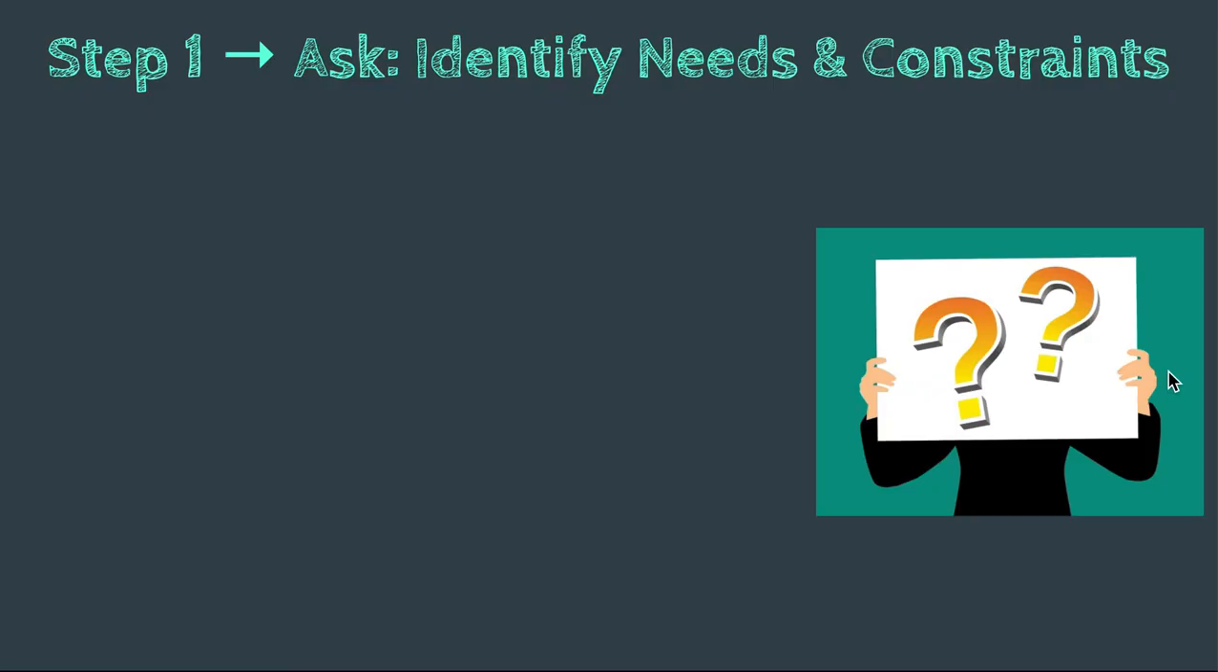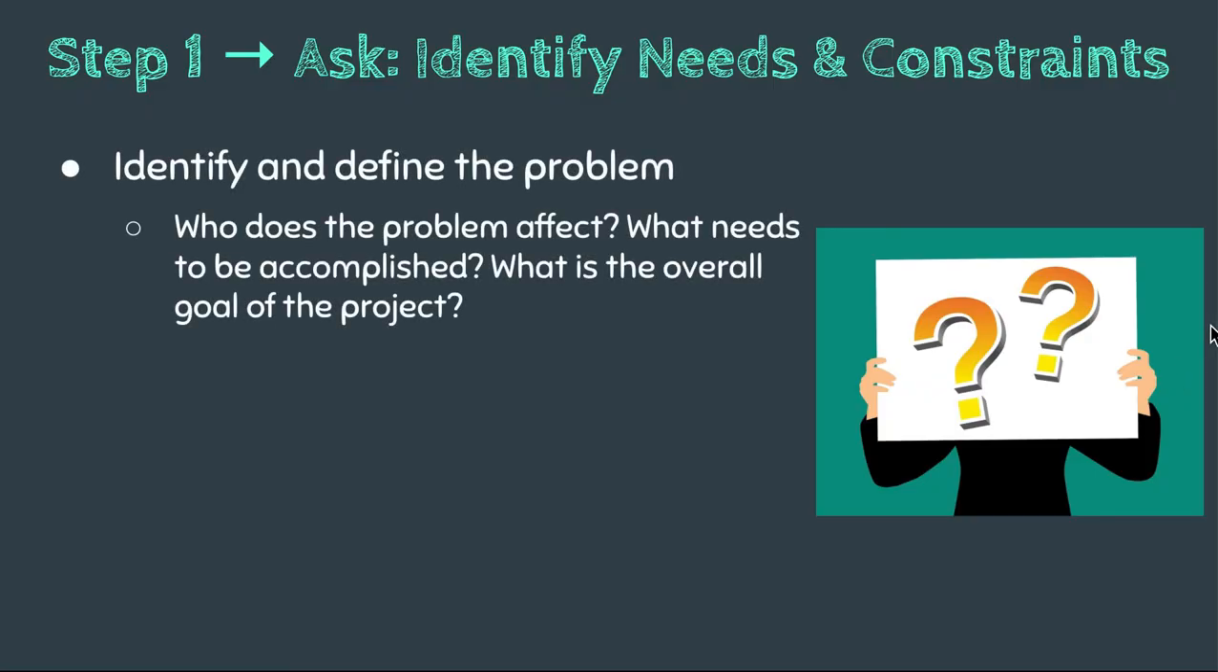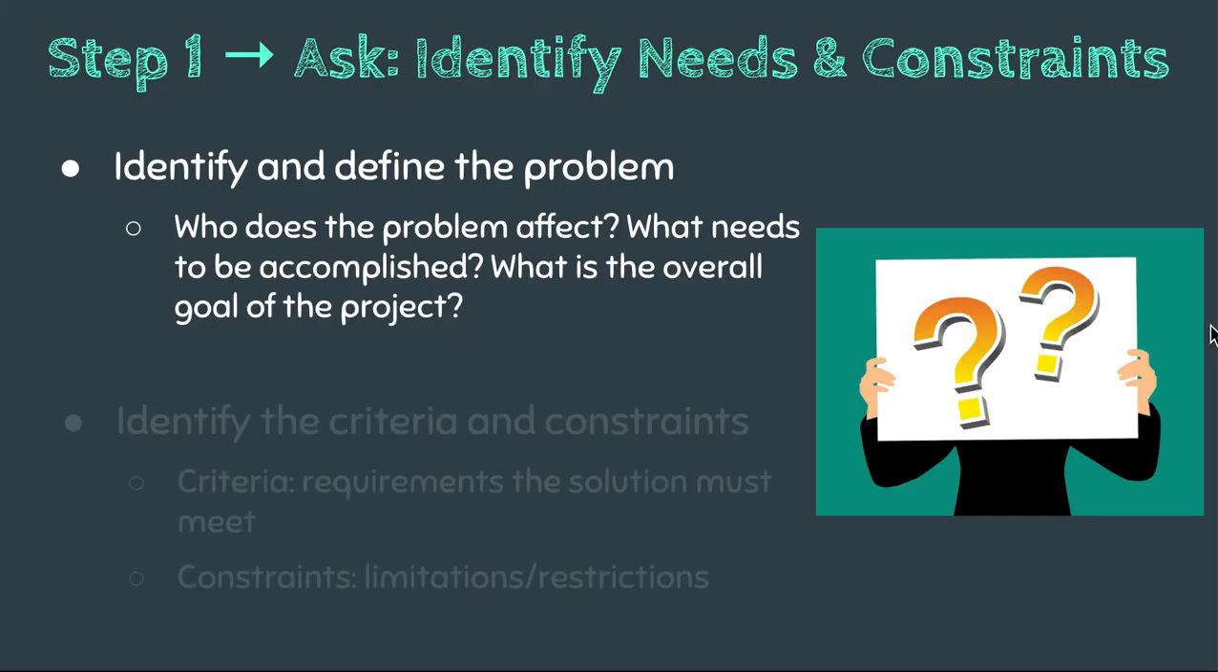So step 1 is ask, identify the needs and constraints. This is the first step because it helps you identify and define the problem. In this class, I'll be the one giving you a problem to solve, but if you go out into the workforce and become an engineer in the future, you may also need to be identifying problems for others. So things you need to think about are who does this problem affect, what needs need to be accomplished within this design, and what's the overall goal of the project. Even if you just create a list answering some of these questions, it helps you guide yourself in the design phase along this process.